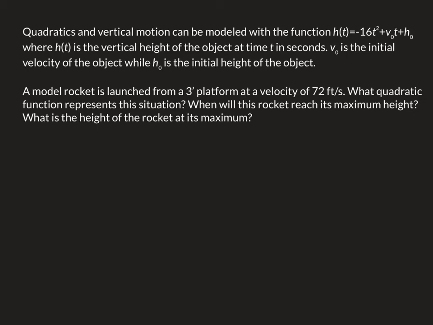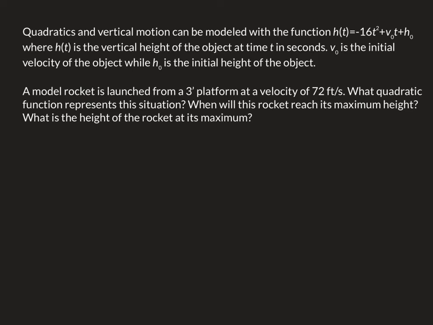Hello. In this video, we're going to be talking about quadratics and vertical motion. Now we have a function that we can use to represent vertical motion that's a quadratic function, and it's h of t equals negative 16t squared plus v sub 0 times t plus h sub 0.